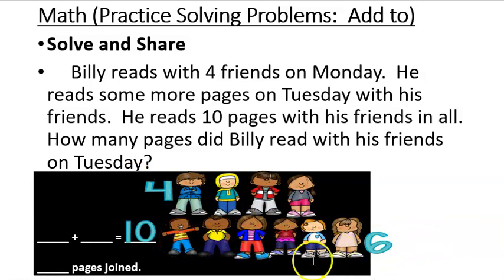So you see how that works? So we have 4 friends here. 1, 2, 3, 4. And then we have 6 friends in the next row. 1, 2, 3, 4, 5, 6. All together, when we count it up, it's going to be 10. 1, 2, 3, 4, 5, 6, 7, 8, 9, 10. Okay? That's where this 10 comes in.